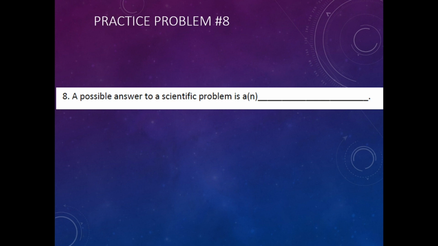Finally, number 8 here, a possible explanation to a scientific problem is called a blank. I would have accepted educated guess, but the word I'm also looking for is hypothesis. So a possible answer to a scientific problem is a hypothesis.